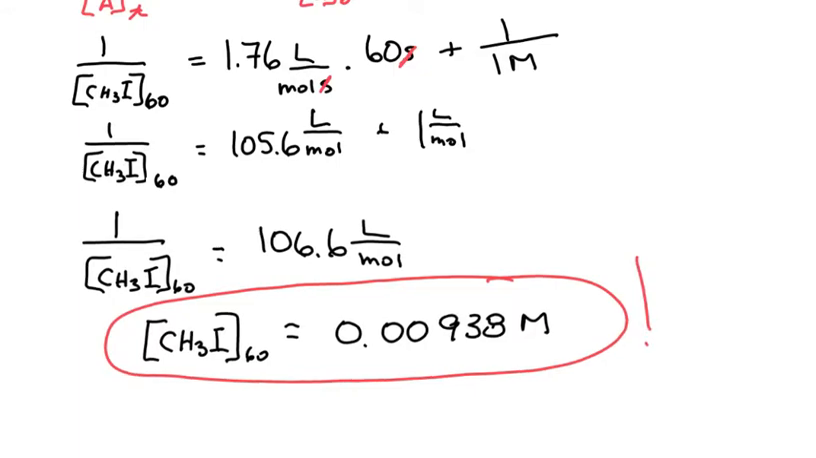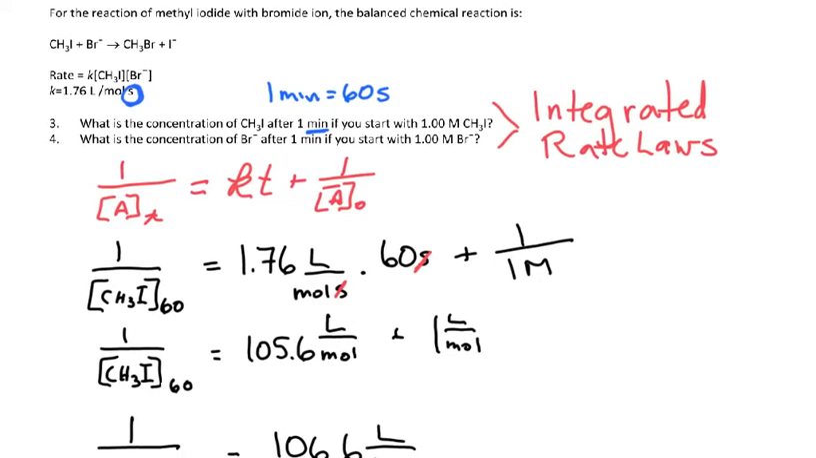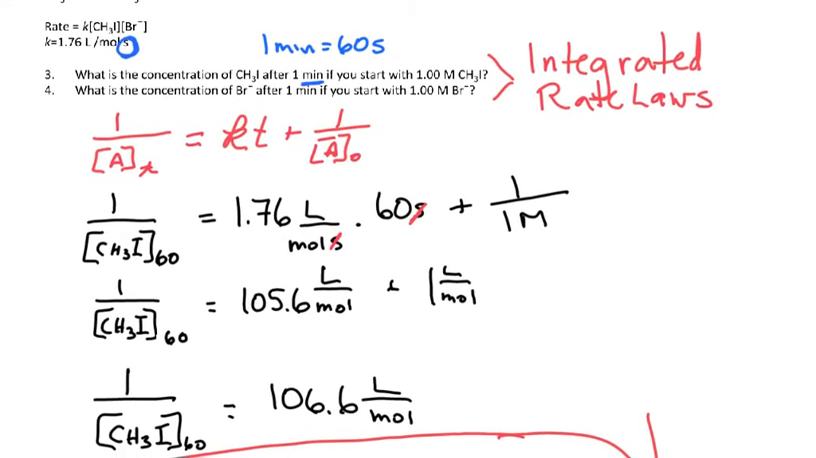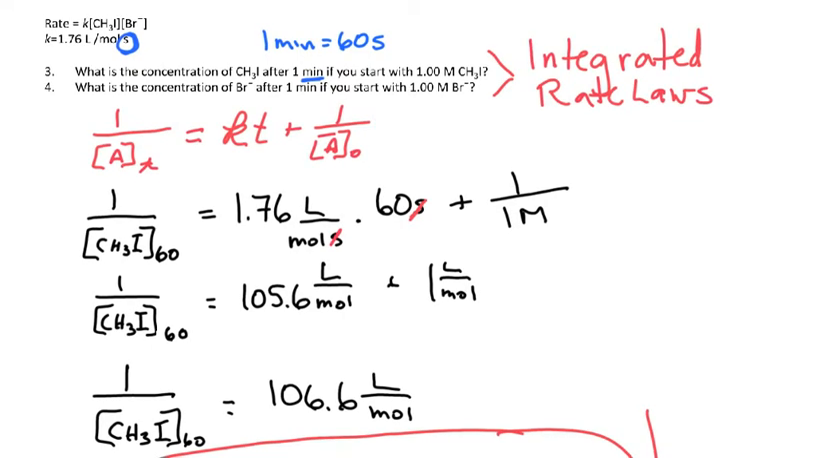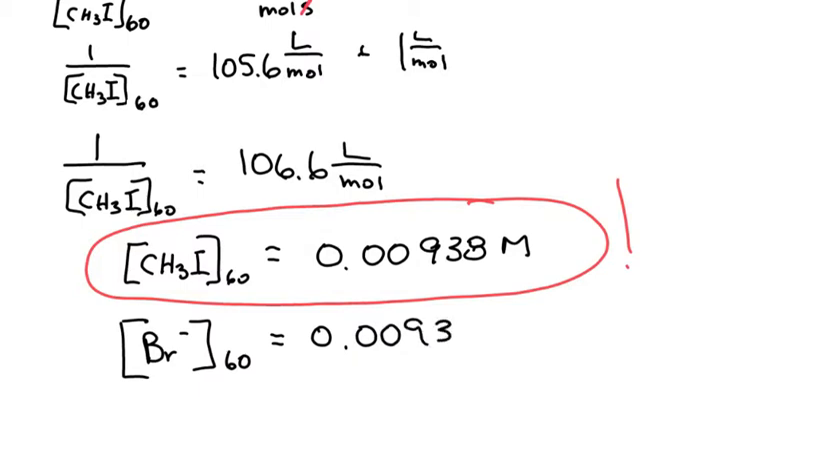Now, the other concentration that we wanted was the concentration of bromide after 1 minute if you start with 1 molar. It's a bimolecular reaction. Every time a methyl iodide reacts, a bromide has to react as well. You could go through and solve the same math, and it's going to get you to the same place. But since this is a bimolecular reaction, the concentration of the bromide left after 60 seconds, because we both started with 1 molar of each, is equal to the same amount.